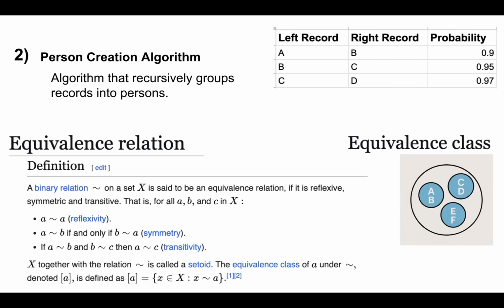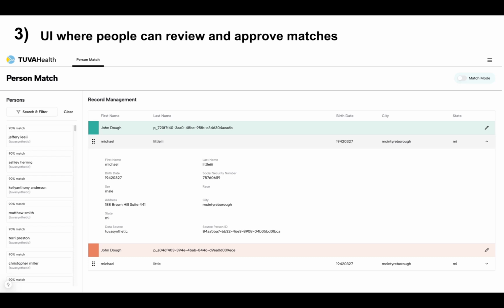So mathematically, this is just exactly the same as the problem of defining an equivalence relation on a set and then using that equivalence relation to partition the set into equivalence classes, where each equivalence class is a collection of records and is identified as a single person in the real world. Now, the third component that we need is a user interface where people can review and approve matches. We've built a user interface that you can use in a human in the loop workflow for somebody to log in, see the matches that have happened, review them, approve them, change them, and then integrate this with the rest of your workflow in your data warehouse.